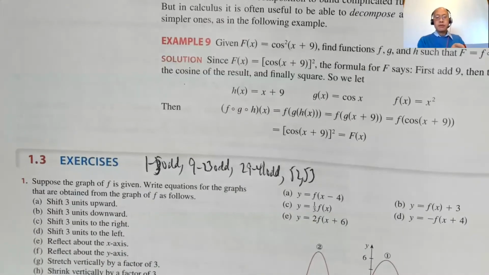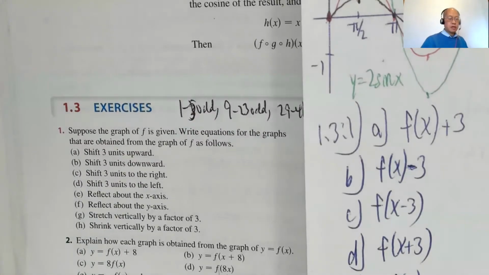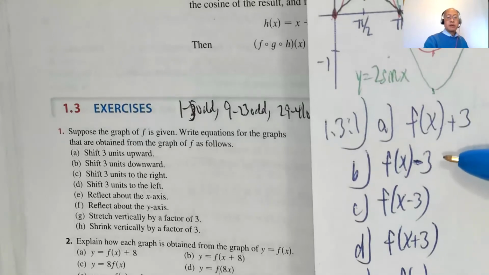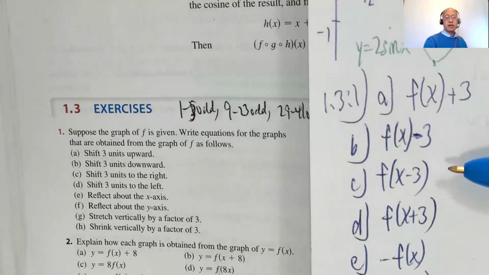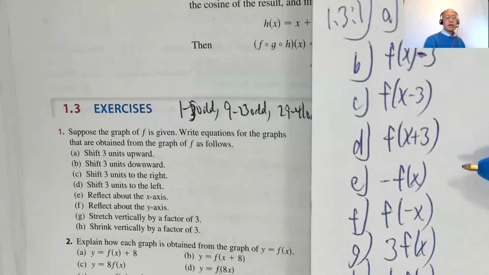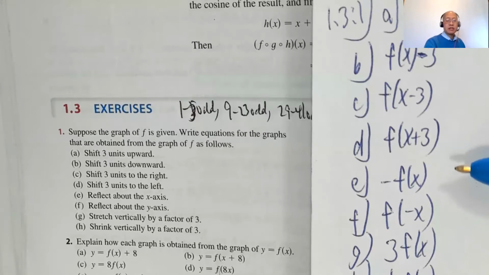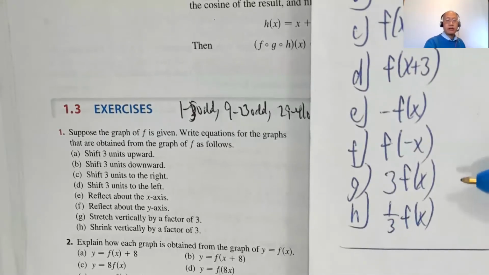And number 1, what happens to each of these graphs? A, 3 units upward would be f of x plus 3. B, 3 down, f of x minus 3. C, 3 units to the right, f parentheses x minus c. D, 3 to the left, f parentheses x plus c. E, reflect about the x-axis, that's negative f of x. F, reflect around the y-axis, f of negative x. G, stretch vertically by a factor of 3, 3 f of x. And H, shrink vertically by a factor of 3 is 1/3 f of x.